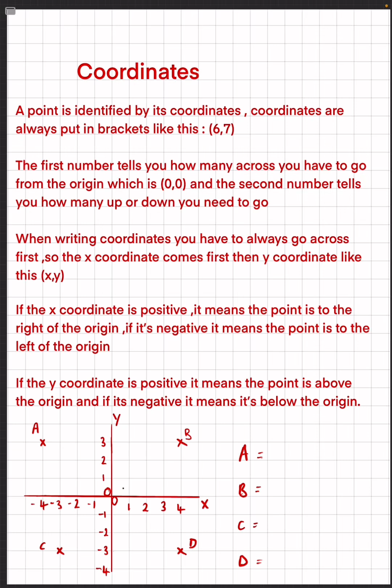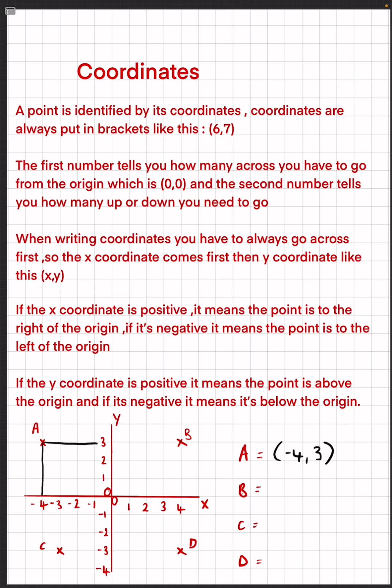Here we have a grid and 4 points we need to find the coordinates for. We have the x-axis here, which is always horizontal, and the y-axis here, which is always vertical. And the point of origin is here. To find the coordinates of point A, we need to draw a vertical line down to the x-axis to get the x coordinate, which is -4, and a horizontal line to the y-axis to get the y coordinate, which is 3.